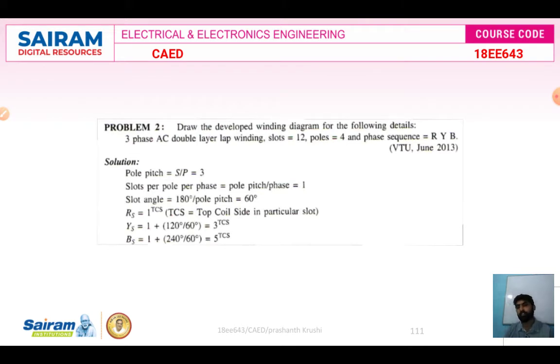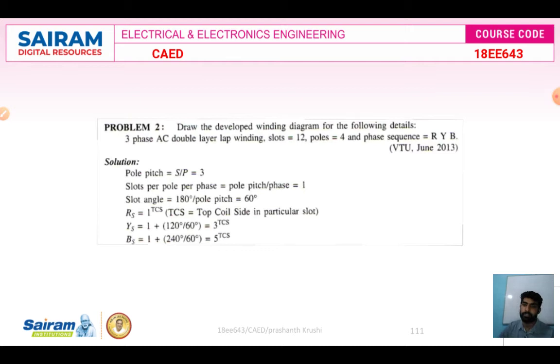So 12 by 4 we get 3, right? And then slots per pole per phase, which is pole pitch by phase, is 1. Slots per pole is 3, and phases are 3. 3 by 3 is 1, right? Slot angle is 180 degrees divided by pole pitch.